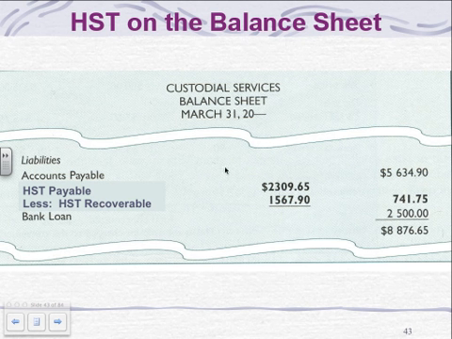So accounts payable we have here of $5,634.90. And you're going to see, remember when you need to do some subtotaling, move it to the left. Well, in this particular company's case, there was $2,309.65 in HST payable, and the account HST recoverable had $15,067.90, like we just discussed. So you're going to subtotal it, or subtract actually in this case, sorry, and put your answer over here on the right hand side. And that number here, $741.75, is a really important number.